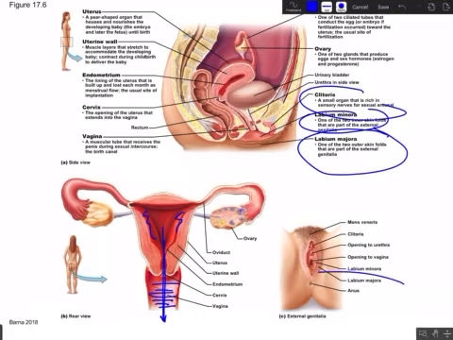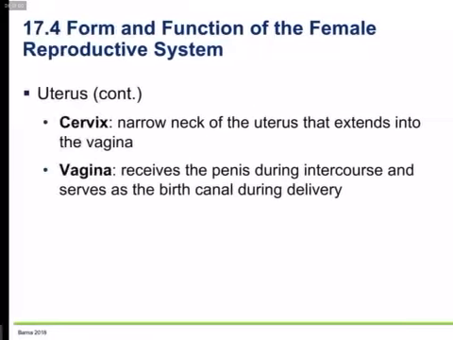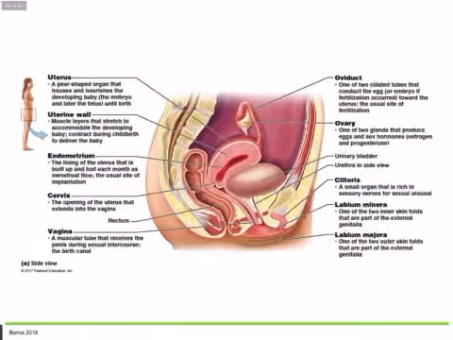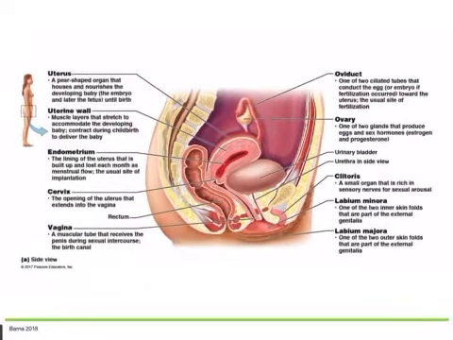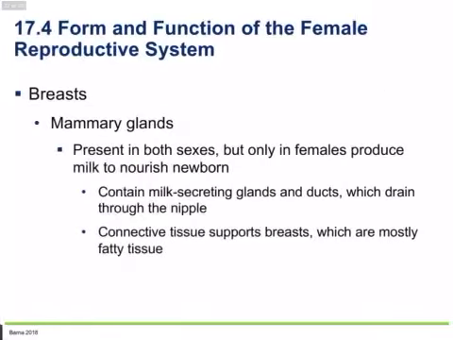Now, females also have what's called breast tissue. Males have breast tissue too, but females have different types of hormones that cause these to produce milk or nourish a newborn. Also in females, the hormones will regulate the size of them. So they contain milk secreting glands that would be stimulated during pregnancy to start producing milk.